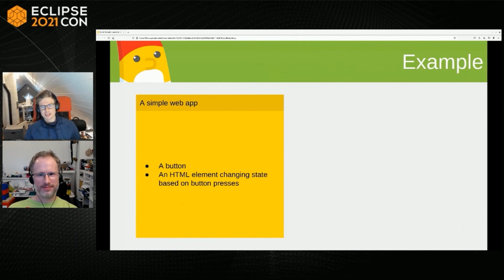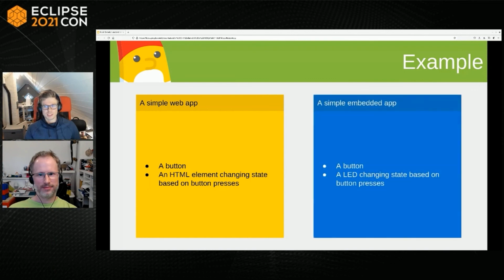So let's say you have a simple web app with a button element and a text field that changes state based on pressing that button. And the embedded version of that would be a physical button and perhaps an LED reacting to pushing that button. Conceptually, these applications have a lot of the same business logic, but the I/O peripherals they use are different.